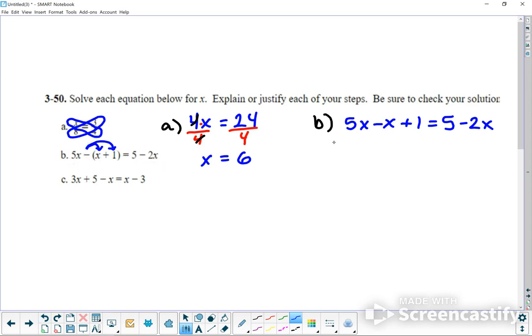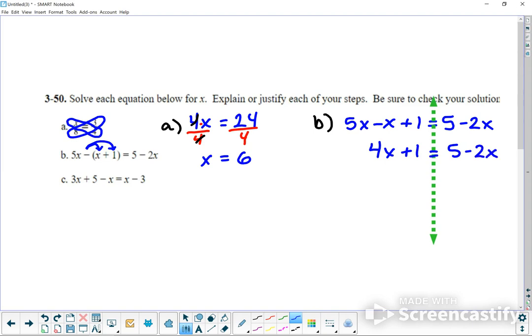Okay. Then I'm going to go ahead. Some of you guys might like to do this, but draw a line down the middle that separates the left and right hand side. Okay, and you're going to go ahead and combine the terms that are similar. So the 5x and the negative 1x makes a 4x plus 1. That's going to equal 5 minus 2x.